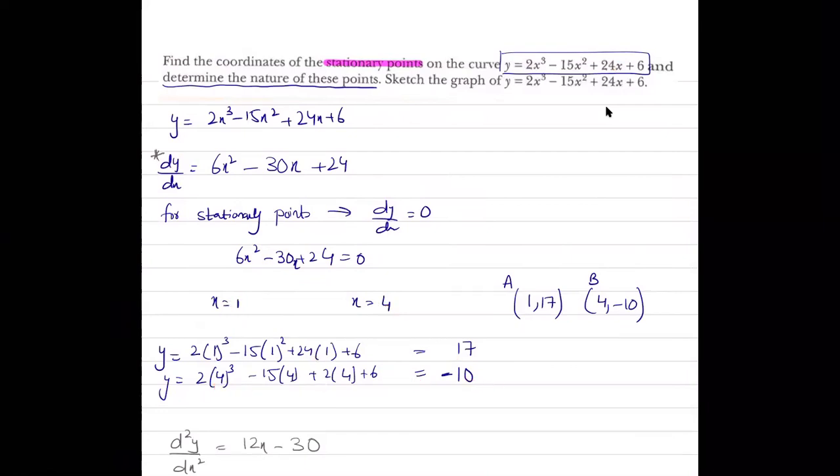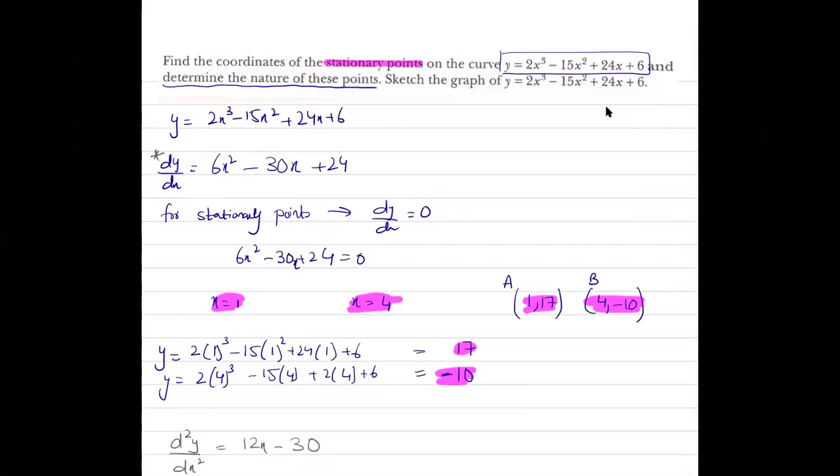So we can find that when x is 1, y came out to be 17. When x is 4, y came out to be negative 10. So these are the two stationary points. Now I know that these are the stationary points, which means I know that dy by dx at these points was 0. But I do not know the nature of these points yet.